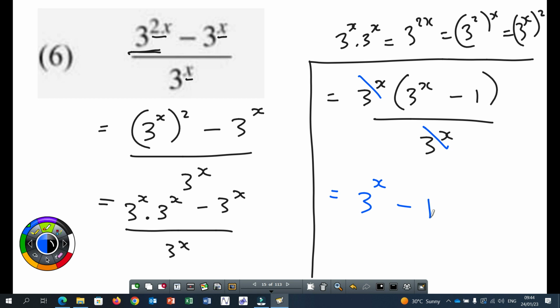Please be aware. Okay, this is very important. When you write your answer, be very, very careful. This is 3 to the power of x. The x is an exponent. This 1 here is not an exponent, it's an integer. Okay? So when you write the final answer, be very, very careful how you write it down. Okay? Yes.